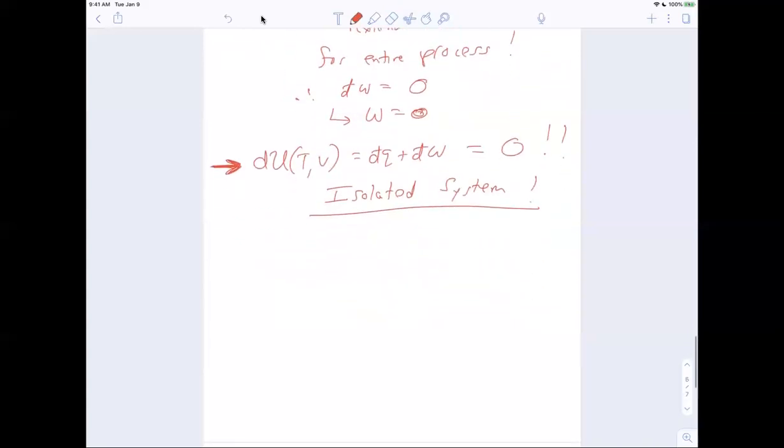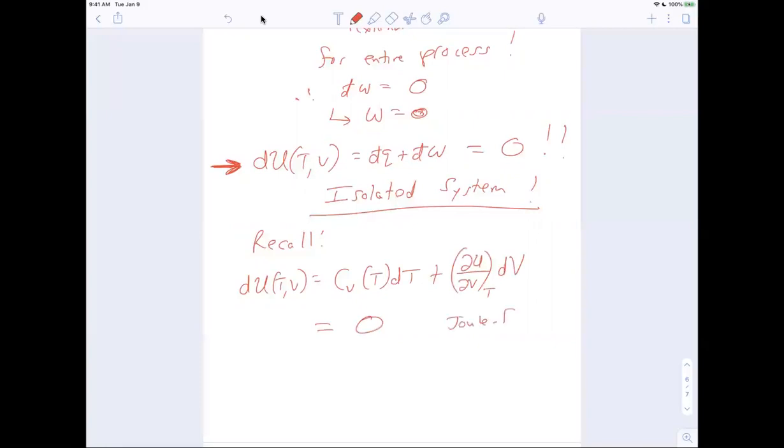We can use this result or this experiment. And let's go back. So recall du, which is equal to now CV of T dT, plus the partial of u with respect to volume at constant T times dV. Okay. And this all is going to equal 0 in this case, right, for the Joule free expansion experiment. For this experiment, this is going to equal 0 in this case.